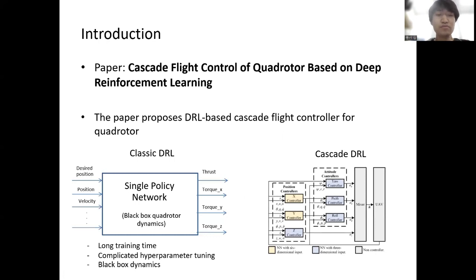We are planning to improve the paper "Cascade Flight Controller of Quadrotor Based on Deep Reinforcement Learning", which proposes a deep reinforcement learning based cascade flight controller for quadrotors. Classic DRL used a single network for the policy, which took a long time to train, and the training process was complicated. But using the cascade form, the paper showed that the training process can be much easier.